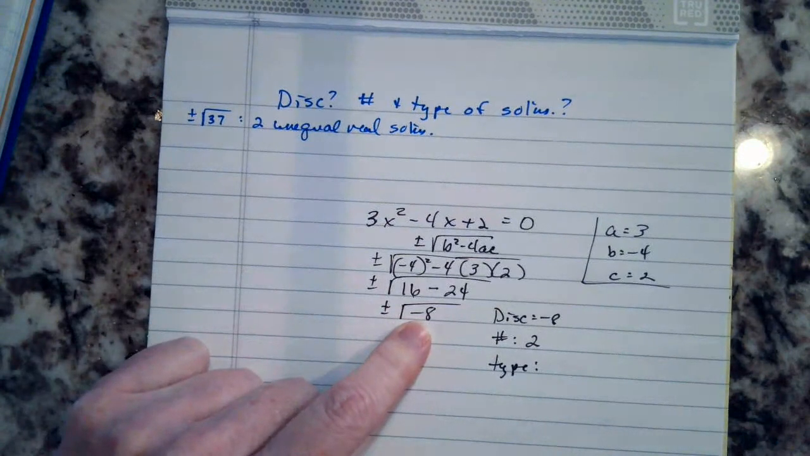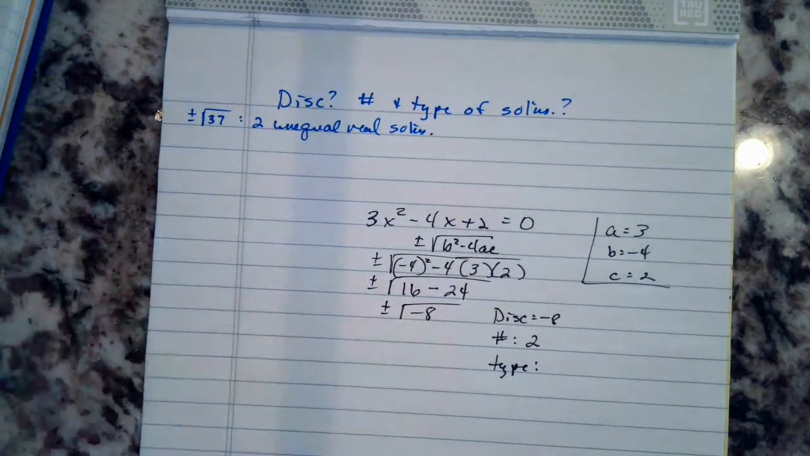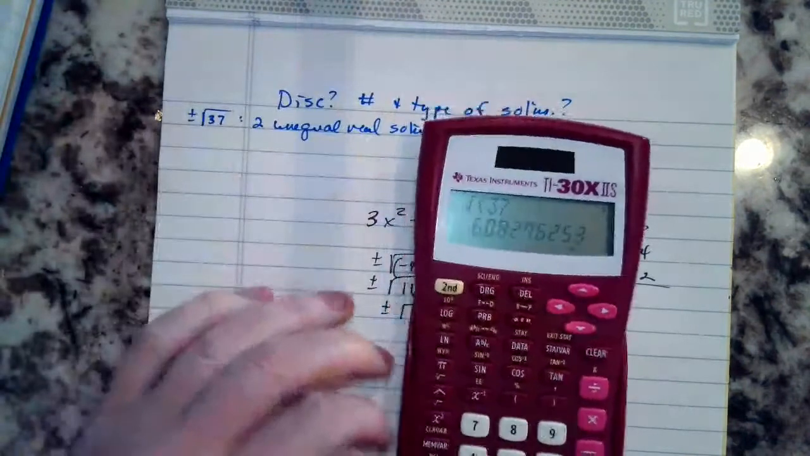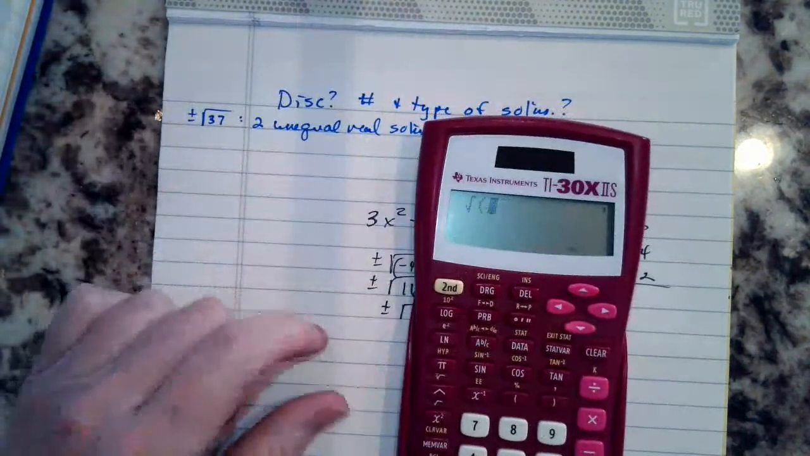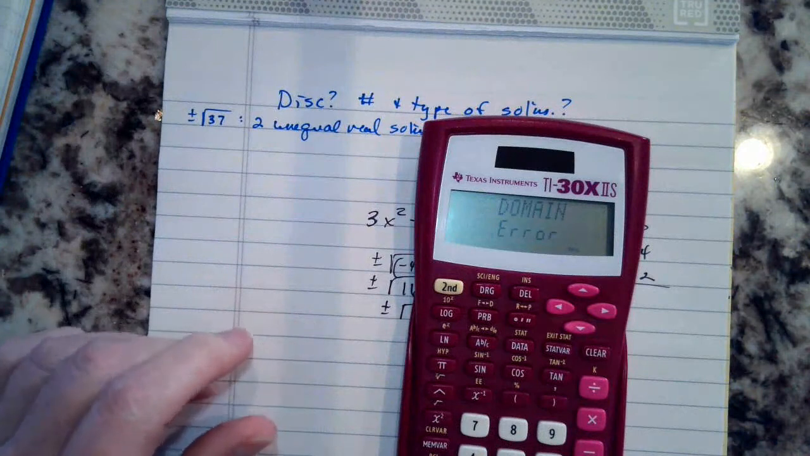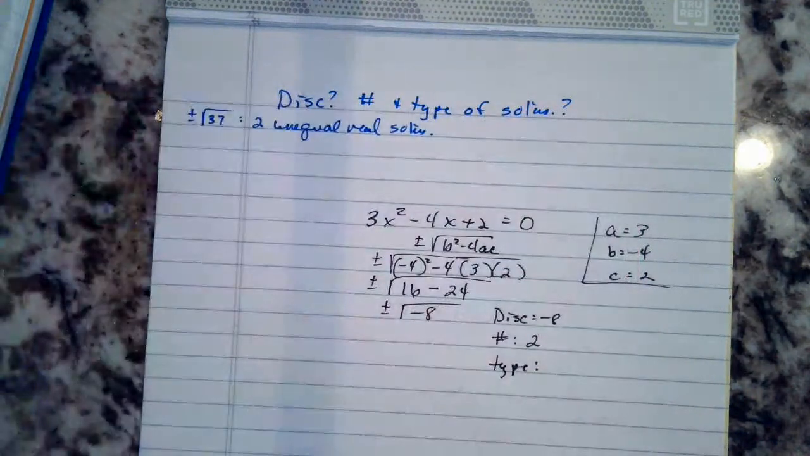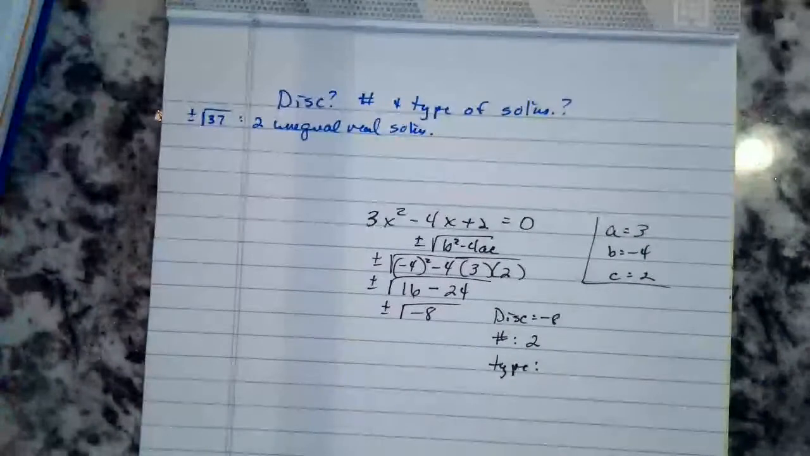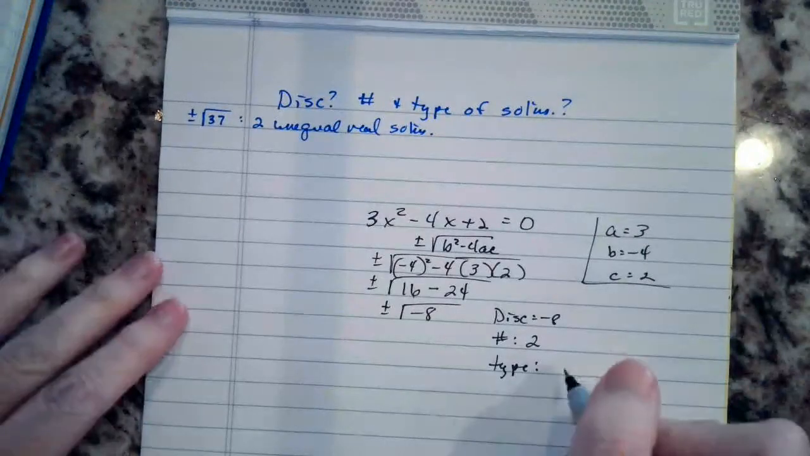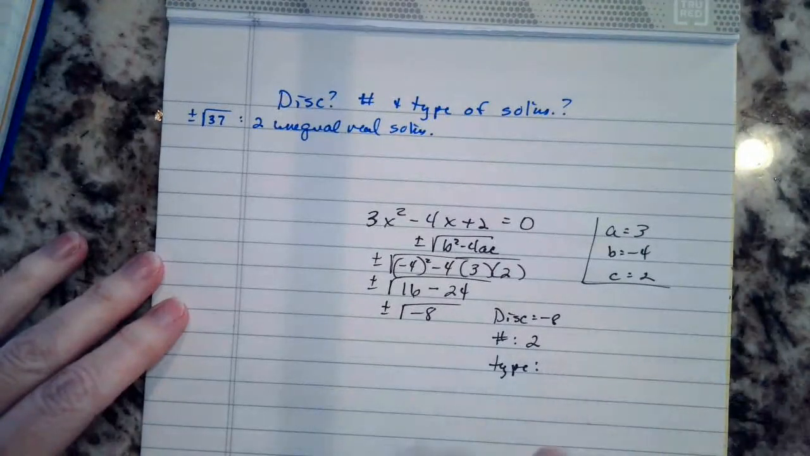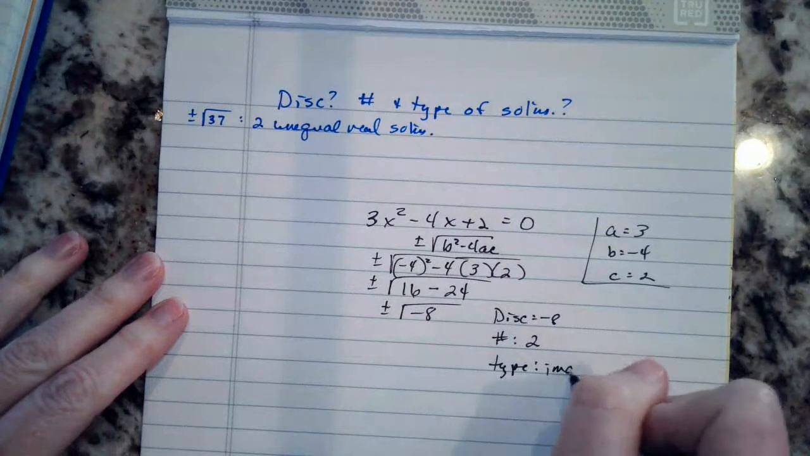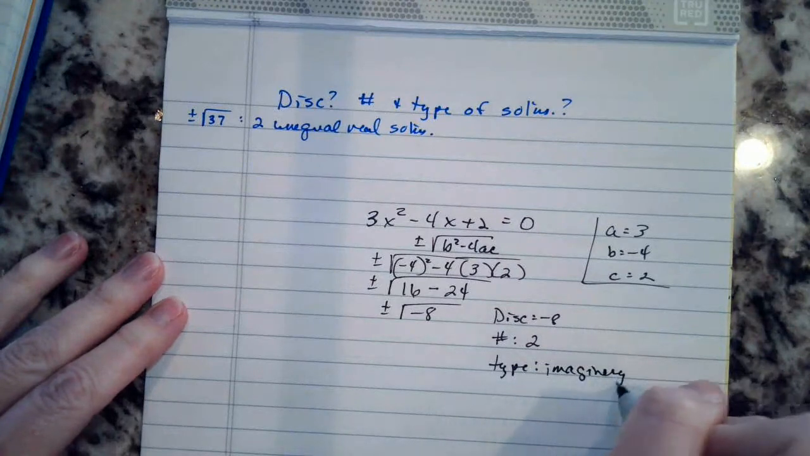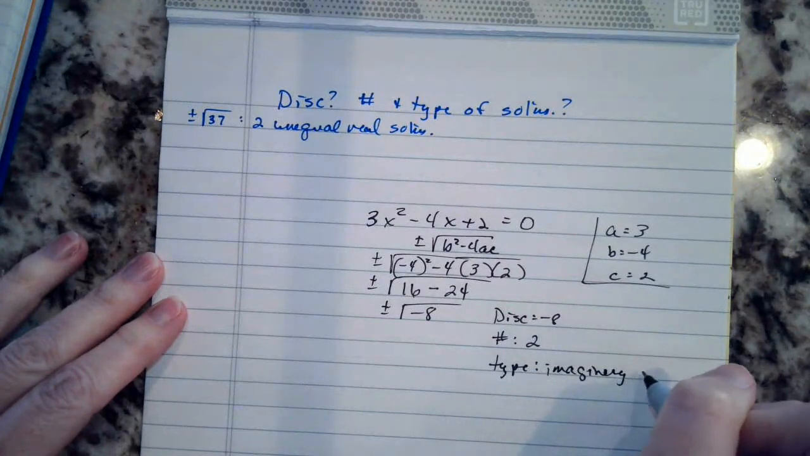There's no such thing as a square root of negative 8. Try it on your calculator. The square root of negative 8: domain error, can't do it. Remember, that's where we use i, our little imaginary friend i, the square root of negative 1. So the type here that you will be matching, you'll be dropping down to this, is imaginary solutions.